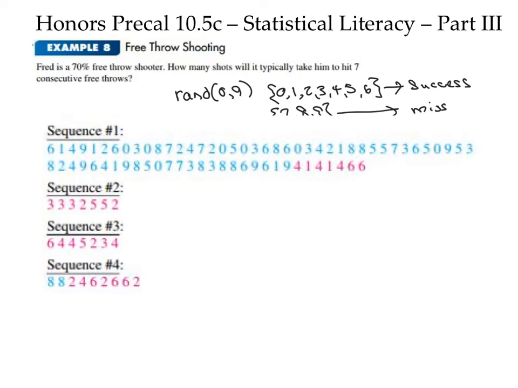And then amazingly, right after that, the very next 7 shots were all successes. And then the next one, we only had to have 2 that were misses before we got 7 in a row.